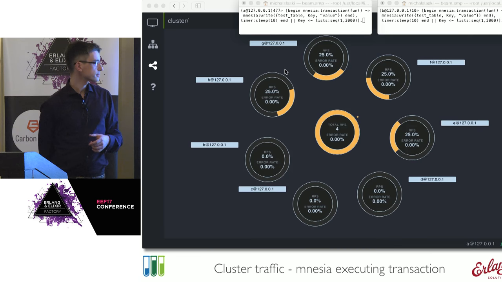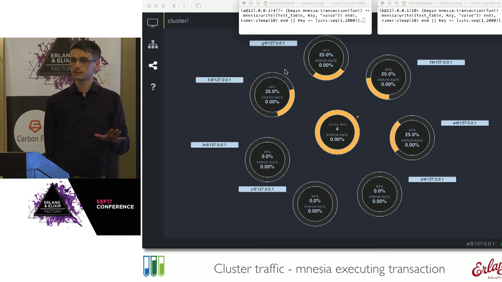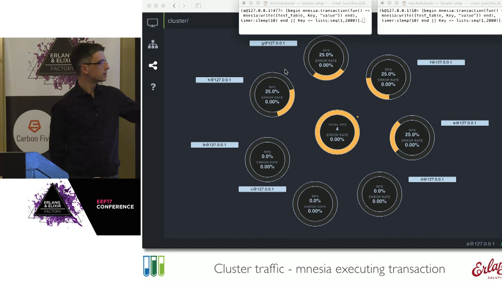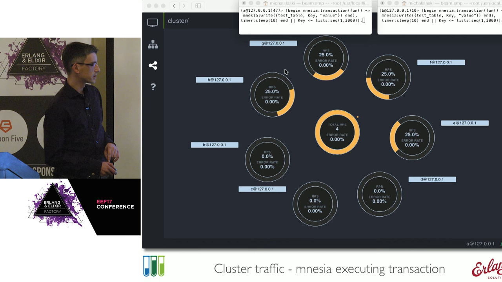So we start with 8 nodes. We have an Amnesia cluster, which runs on 8 Erlang nodes, all connected together. The central one that you can see here represents the node that we are observing. So you also see this here, A at 127 and so on. So the name of the node that we observe is also, this is the node, and the ones around it are node B, C, D, E, F, G, H, right?